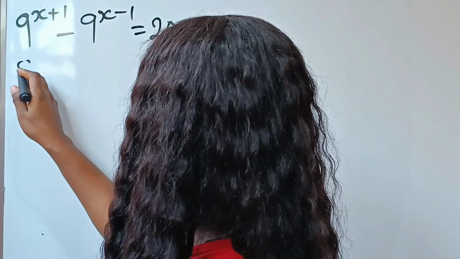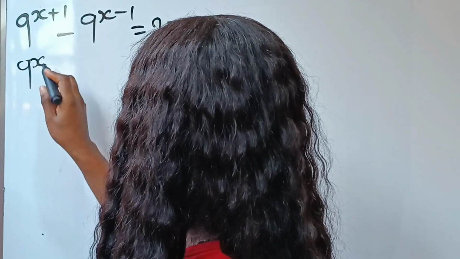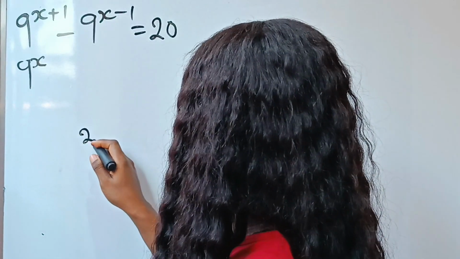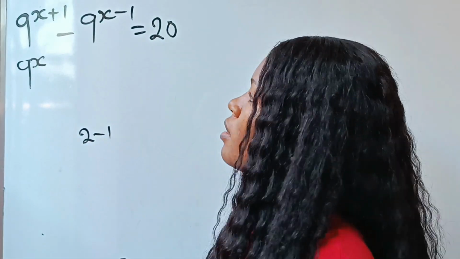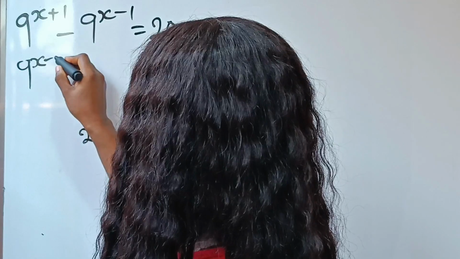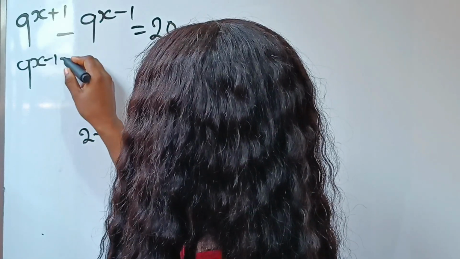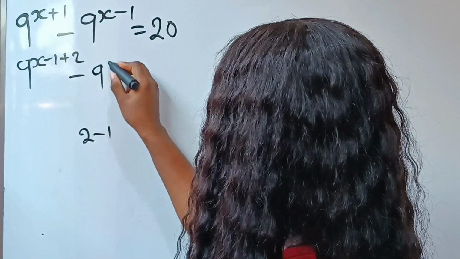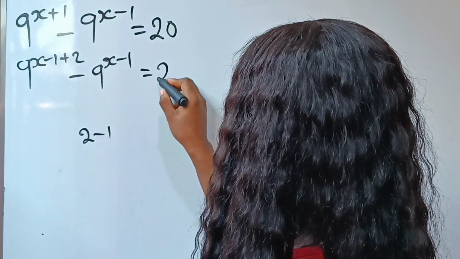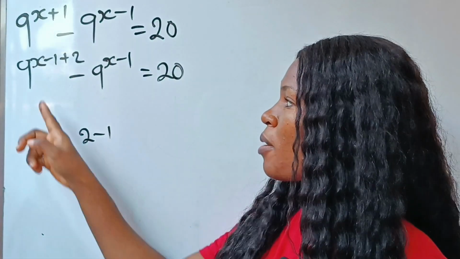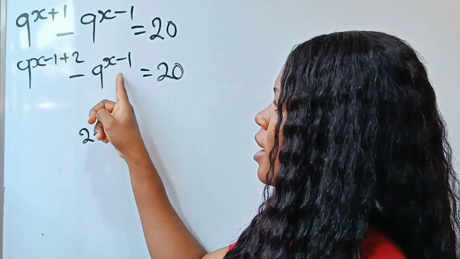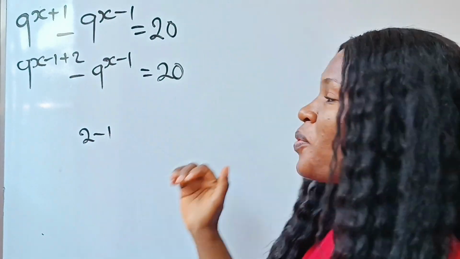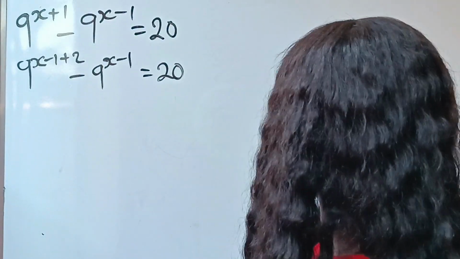All right, so we have 9 to the power of x. Now plus 1, we can write plus 1 as what? 2 minus 1, right? Therefore, we can write this as minus 1 plus 2, plus 2. Okay, now minus 9 to the power of x minus 1 is equal to 0. I had to do that because I want something similar to be here and here so that I can factorize. And like I said, just stick with me and see how that happens.